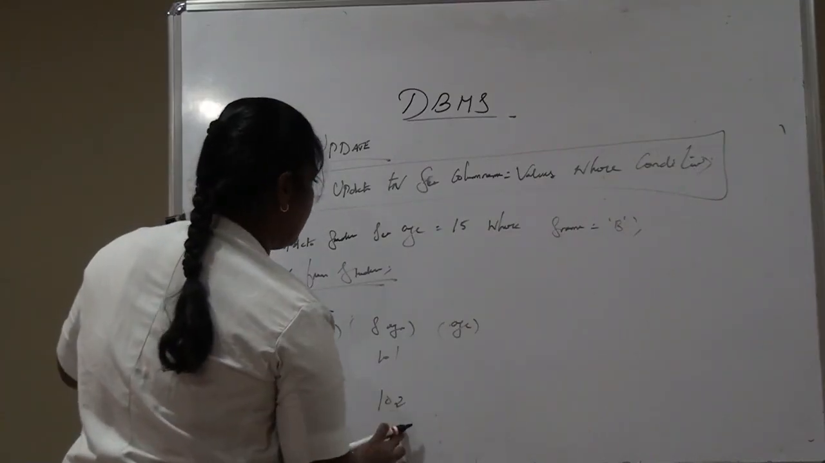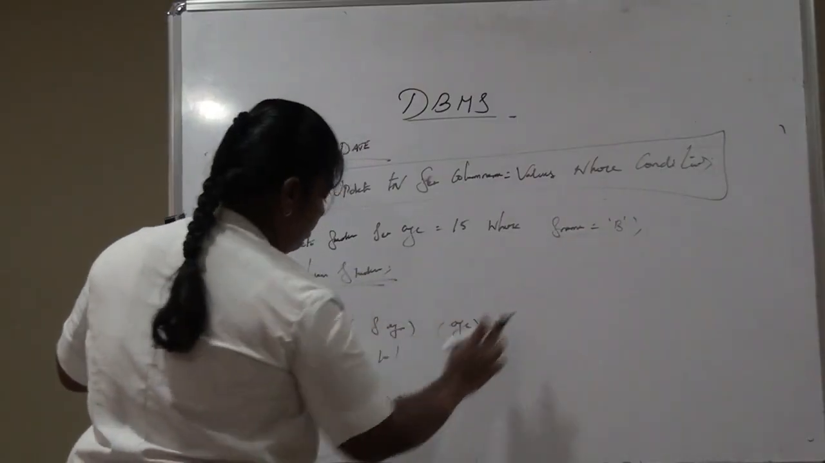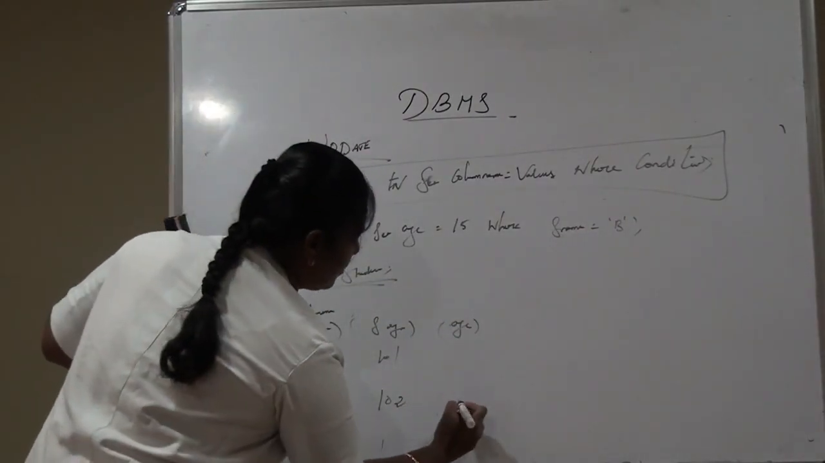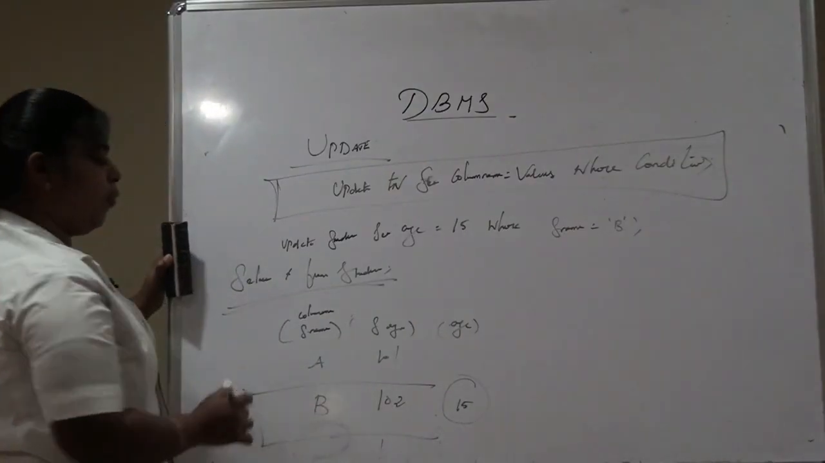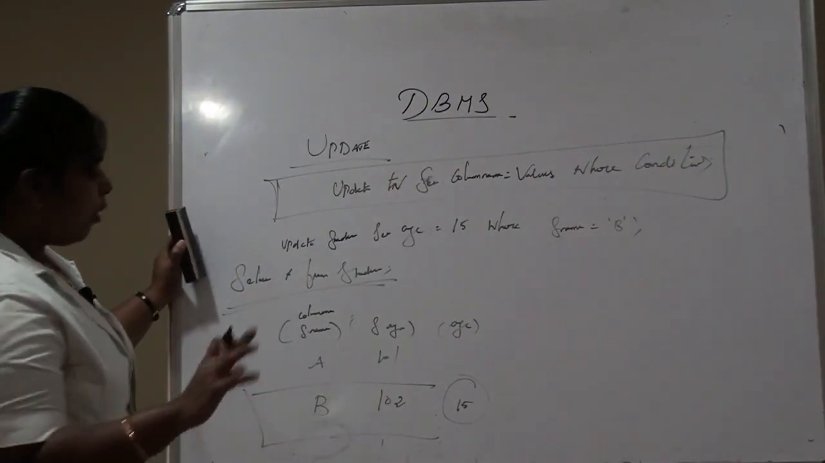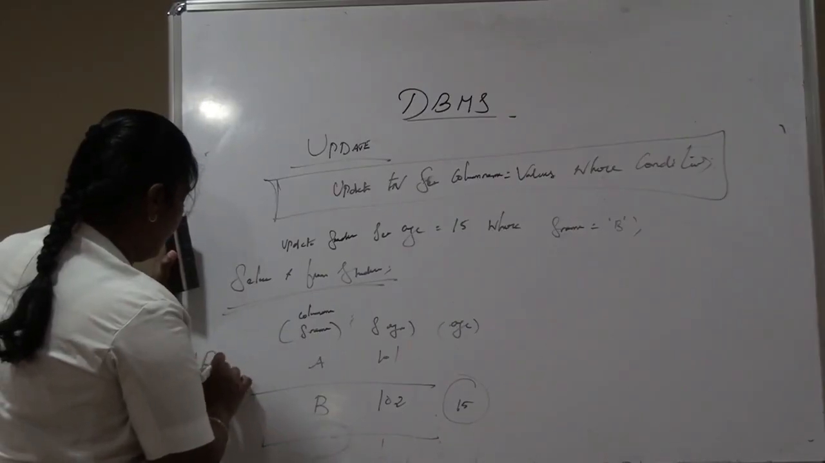And here we set age equal to 15, where S name equal to B. For B alone we have to update the age to 15. Here this row will be updated. The output is one row updated result that we have to gain.